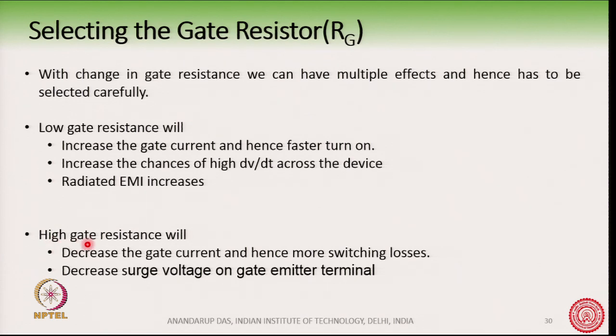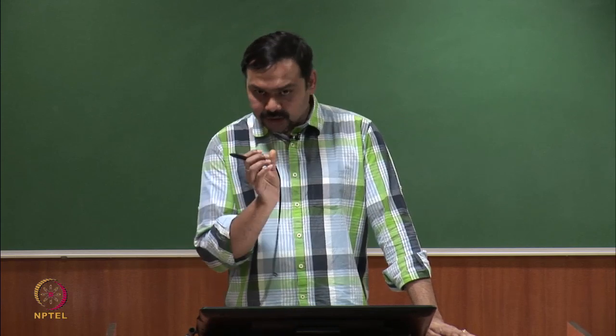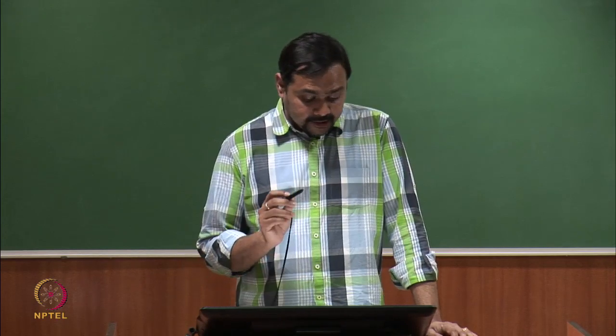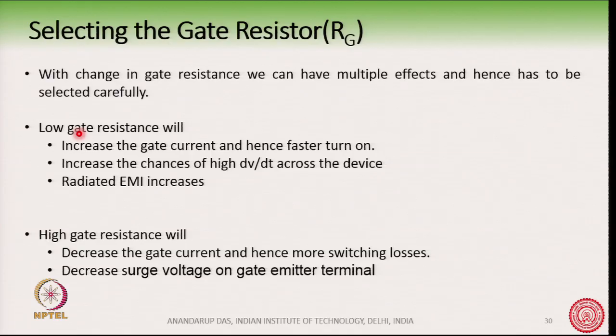On the other hand, if you use a high gate resistance, then you will decrease the gate current. Your requirement from the driver IC will be less, but you will have more switching loss because the RC time constant will increase and it will take more time for the switching process to take place, for the transition to take place, and so the losses will be more. But there are other issues, like if you have a low gate resistance, then it increases the chances of high dv/dt across the device.